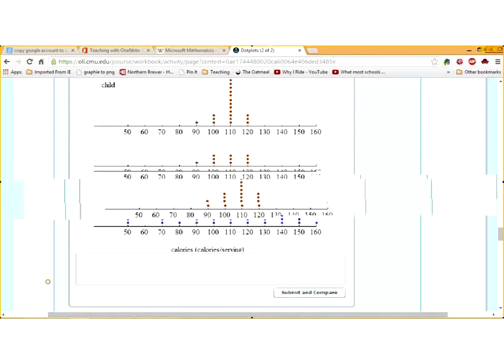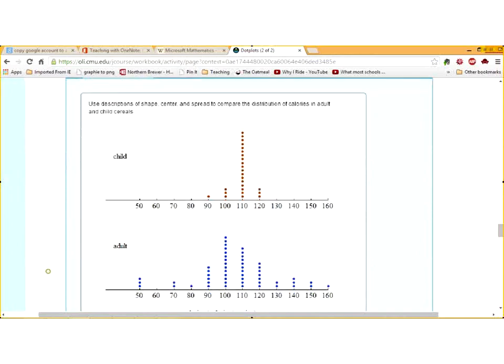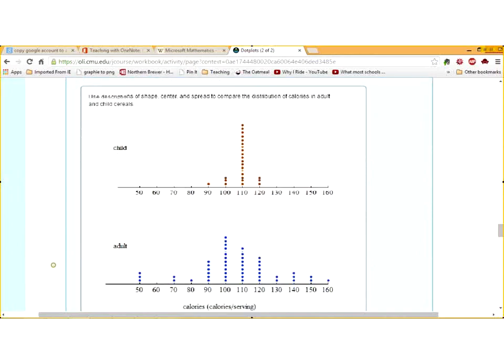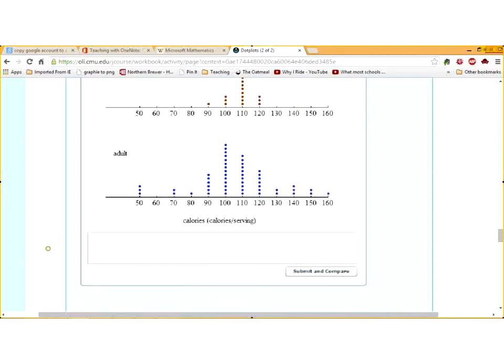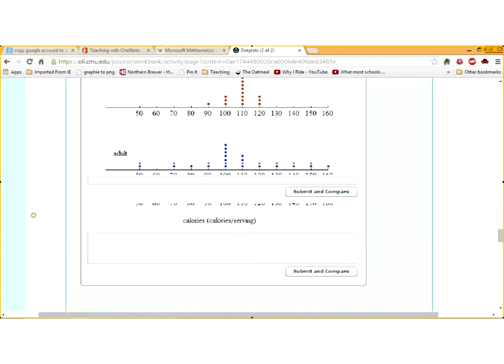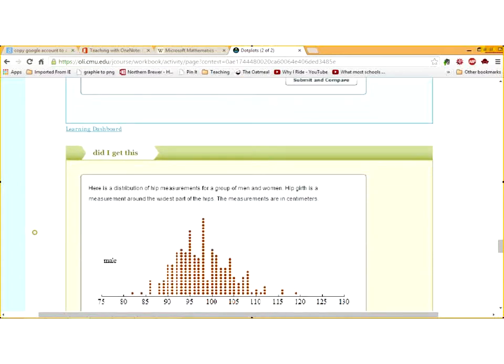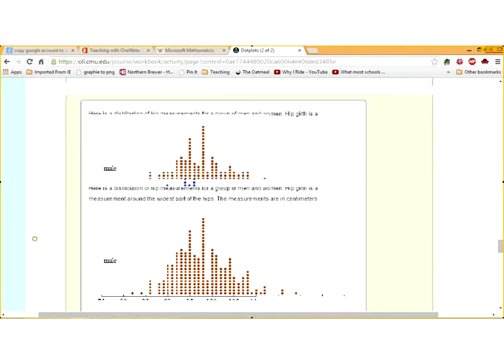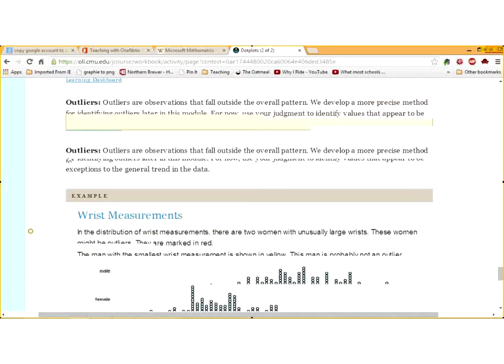Okay. And then they're telling you to compare shape, center, and spread for the distribution of calories in adult and children's cereals. And so you type in your answer and you click submit and compare and see maybe what the authors say is a pretty standard answer. All right, and there's some more problems.